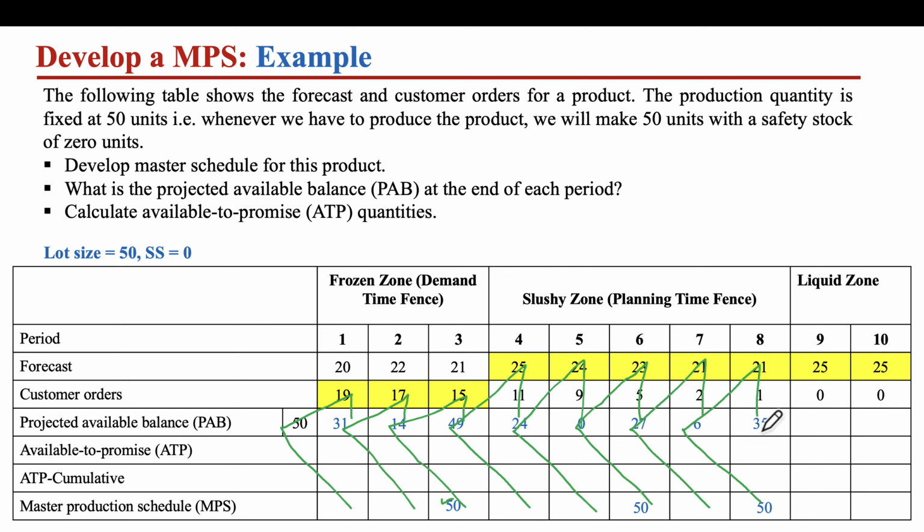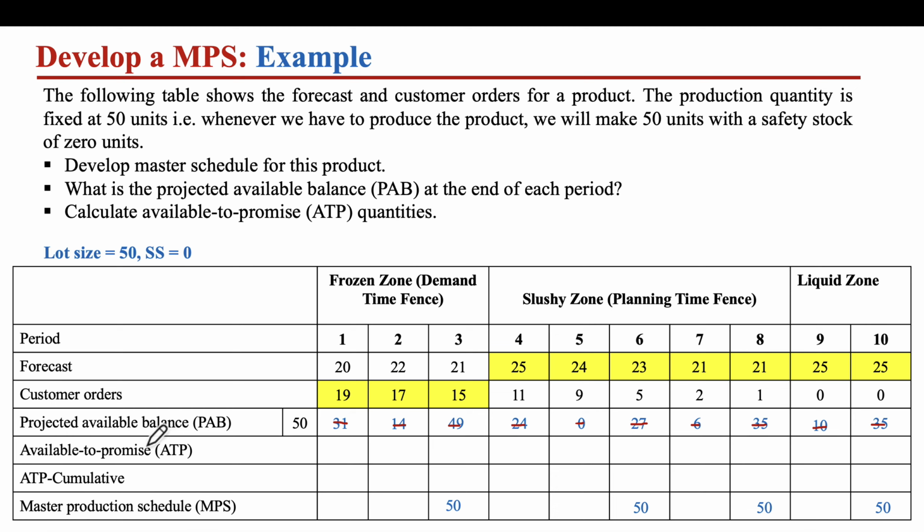Is this 35 sufficient to meet the demand for 25? Yes. No production here. And PAB will become 0 plus 35 is 35 minus 25 is equal to 10. And the last thing is that, is this 10 sufficient to meet the demand for 25? No. So we need production here. And production is 50 and PAB will become 50 plus 10 is equal to 60. 60 minus 25 is equal to 35.